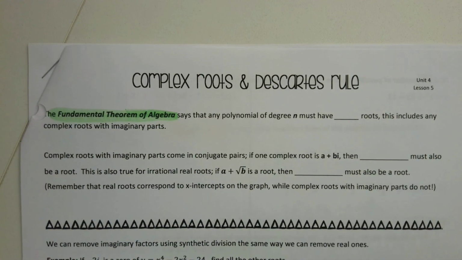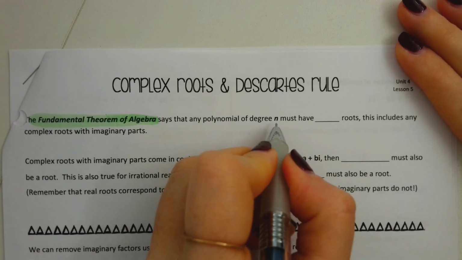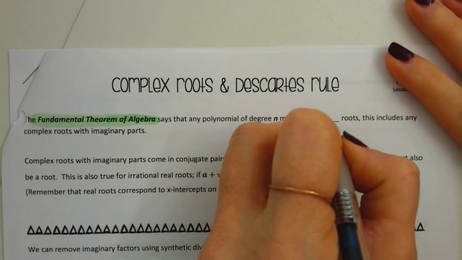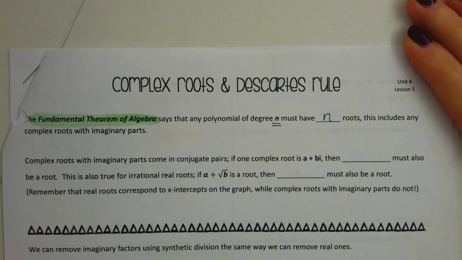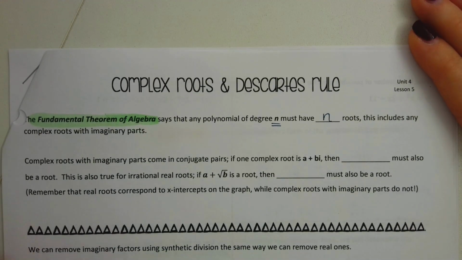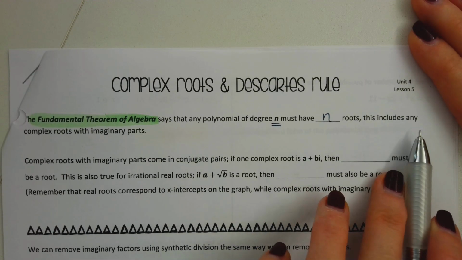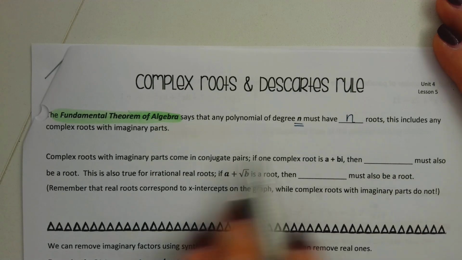Right here. Fundamental theorem says that a polynomial with degree n, so degree of whatever number, would have that same number of roots. Okay, so whatever the degree is, however many roots it has. Now that doesn't mean that they're all real roots. Some could be imaginary, some could be real. They could all be imaginary.